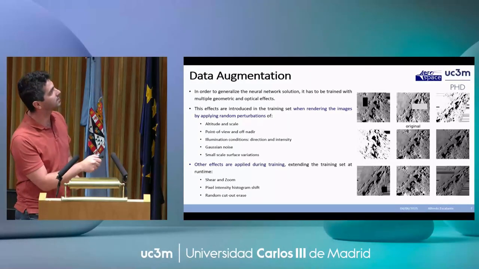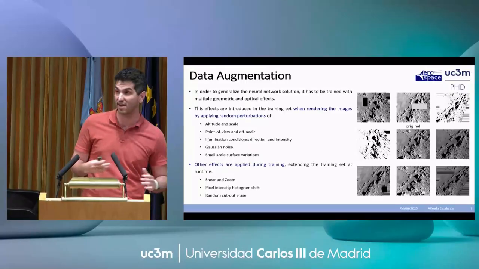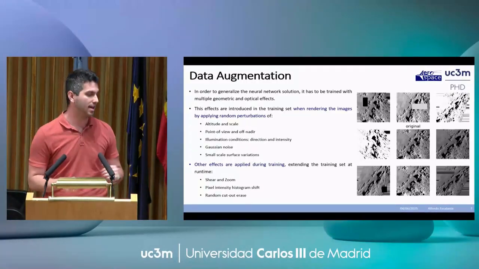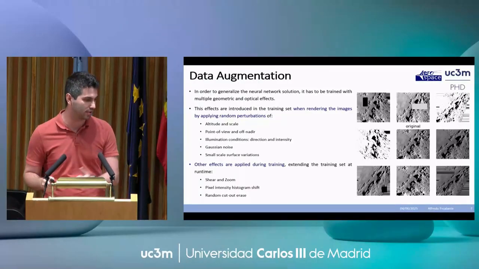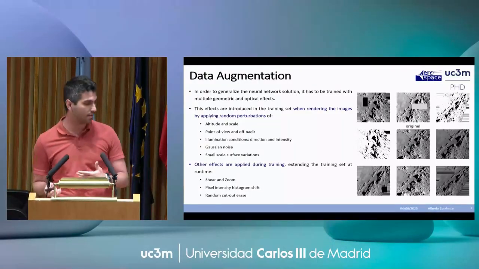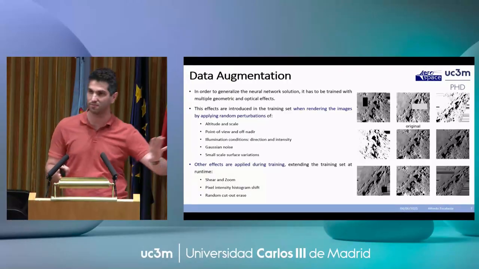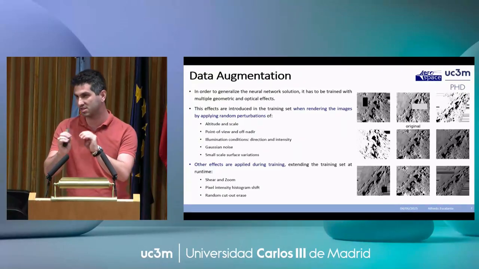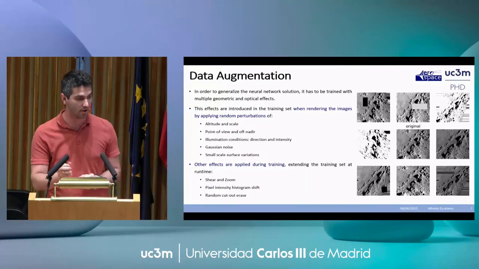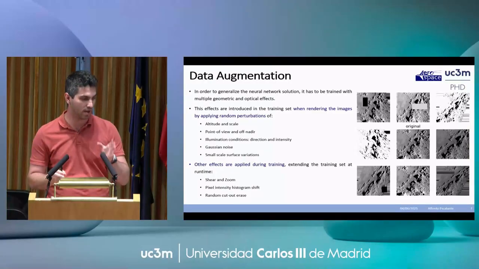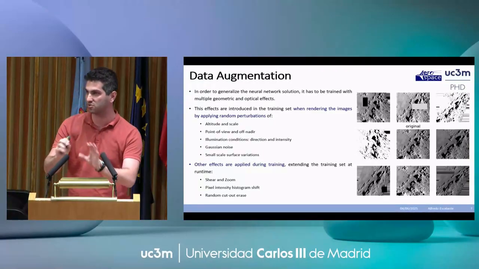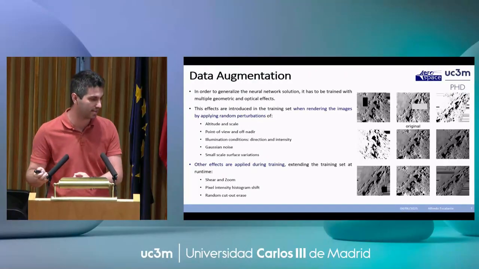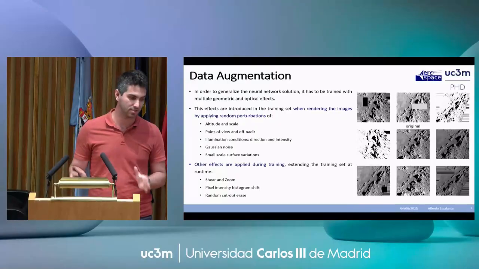Most of these effects are introduced when rendering the images. So once we generate the training set, they are fixed, sort of. These are mostly the orbit, so altitude and scale, the pointing of the camera, and illumination conditions in terms of intensity and direction. Also Gaussian noise to model perturbations or just noise in the image, but in some cases even dust or venting from the spacecraft. And we also applied random small scale variations of the surface to account for defects or possible inaccuracies in the model that we're using for rendering. And then we also applied other effects during training.